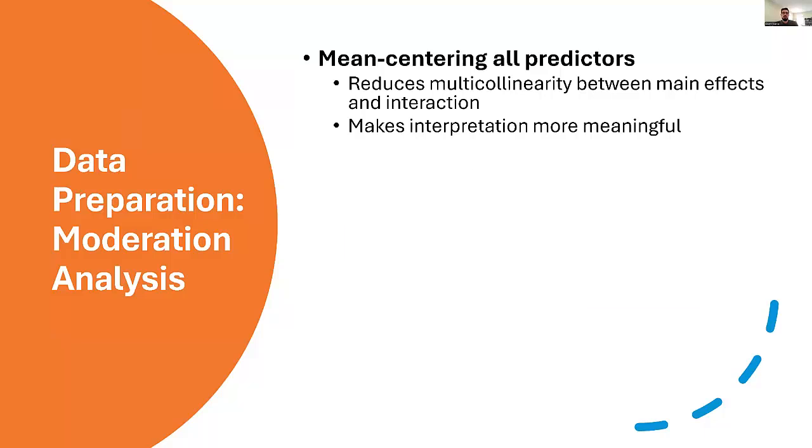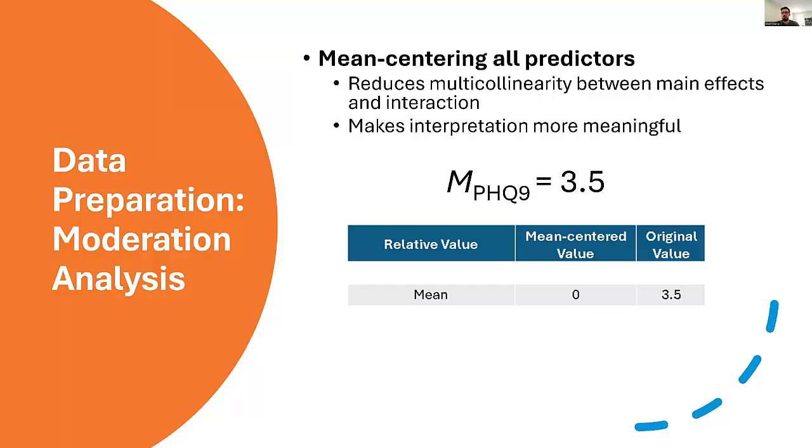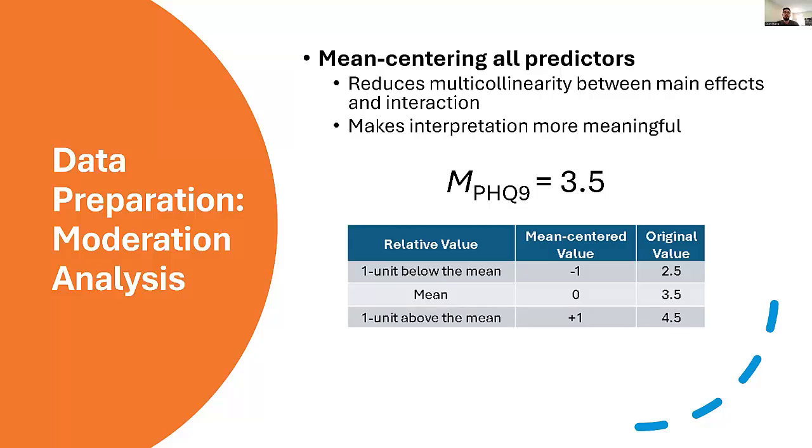So just a really quick example here, if our mean was 3.5 on the PHQ-9, then 0 would be that 3.5. A -1 on the mean centered value would be 2.5. +1, 4.5. So that's all that mean centering is doing. It doesn't affect the values of the coefficients, but it will affect your intercept. And that'll make a lot more sense as we go into the examples of plugging in.